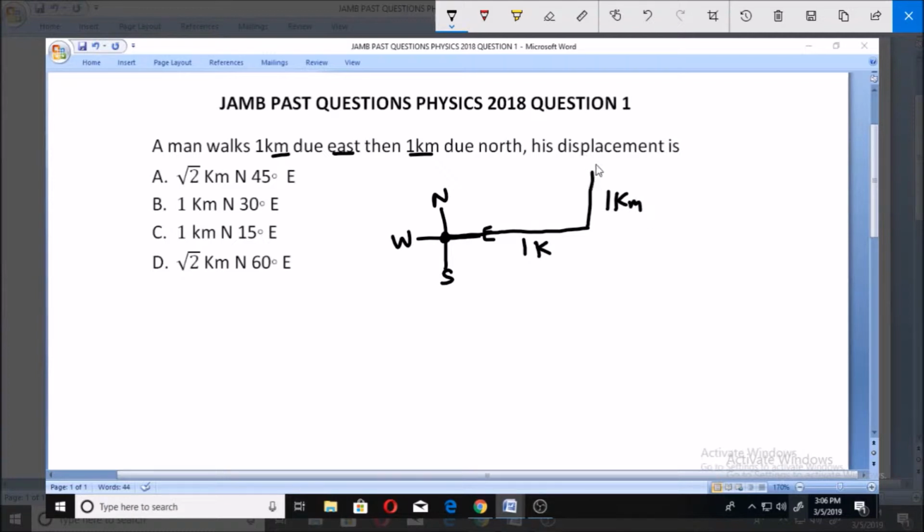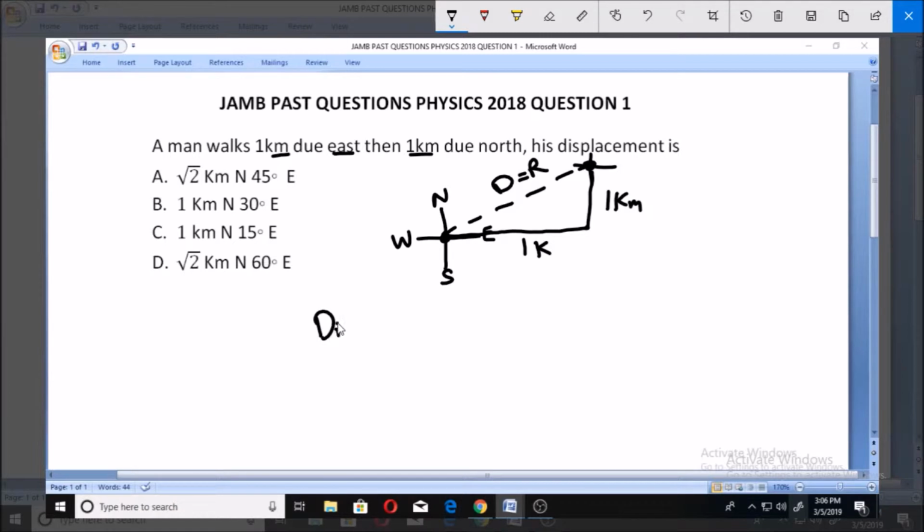Then it is asking us the displacement. So we'll pick also the cardinal point, the reference point of this north. So he has moved from here down to this place. So what is the displacement? Displacement is the actual distance from where he started down to where he stopped. So this is the displacement D, also known as the resultant. Because this is the total distance, he can also take this straight to this point instead of walking 1 kilometer down here, then from here 1 kilometer here. So this D is what we are required to find. So how do we find this D?